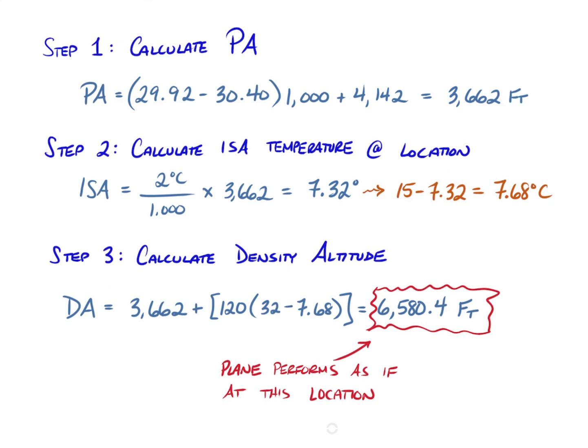Once again, because our true altitude is 4,142, and the density altitude, the altitude the plane thinks that it's at, is much higher, we know once again this plane is going to be performing less efficiently, probably going to burn more fuel because it thinks it's flying about 2,400 feet above where it actually is. So it is actually in lower quality air.